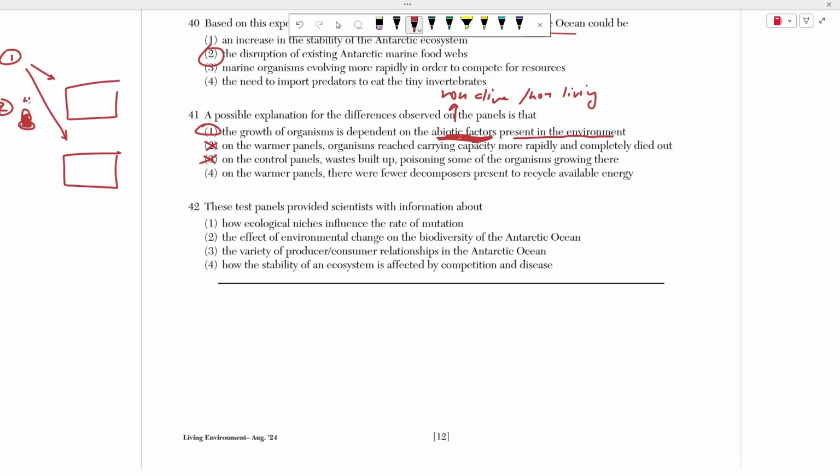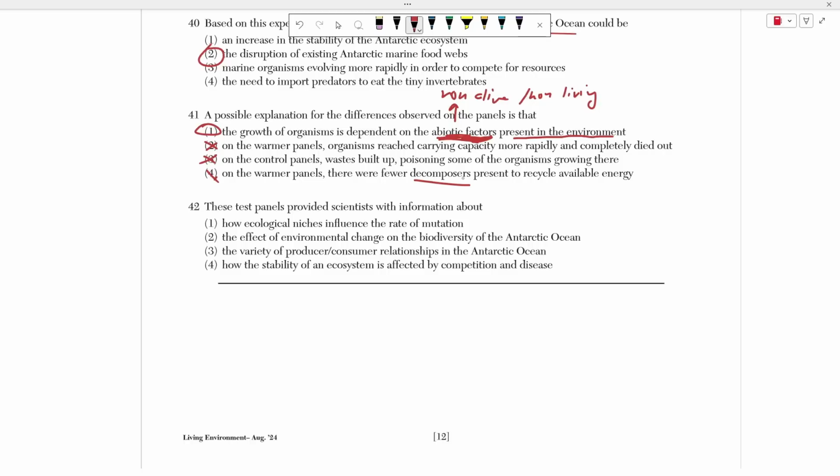In this case, plus 1 degrees Celsius on that plate, right? So those are the only 2 factors we're aware of, and those are the only 2 assumptions that we can make. We can't assume waste buildup or carrying capacity, because we're not given information about that. We're given information about an abiotic factor, which is temperature, and the amount of organisms there and their growth. And choice 4 is wrong because, again, we don't know if decomposers were there or not, right?